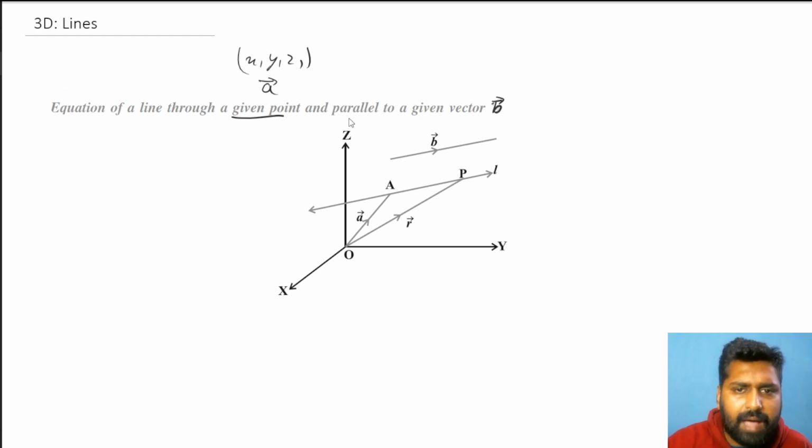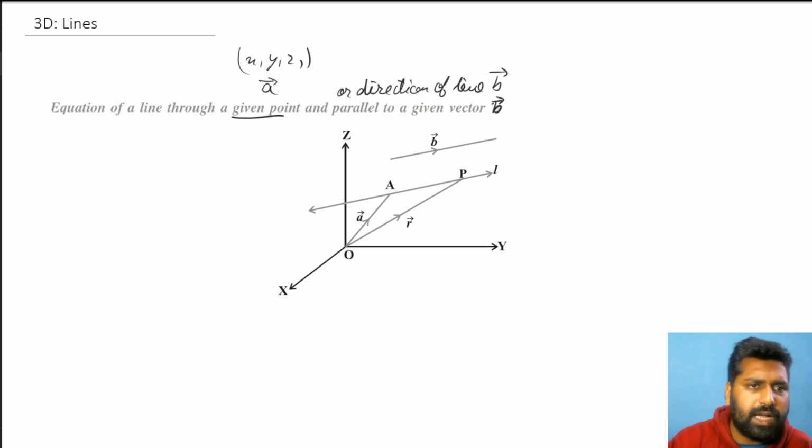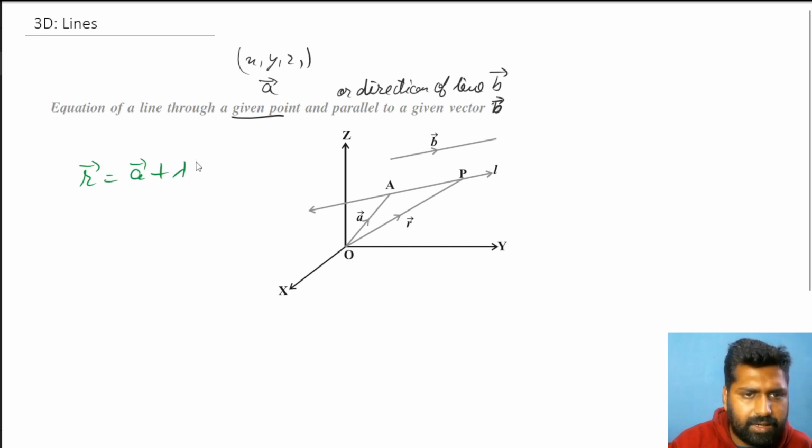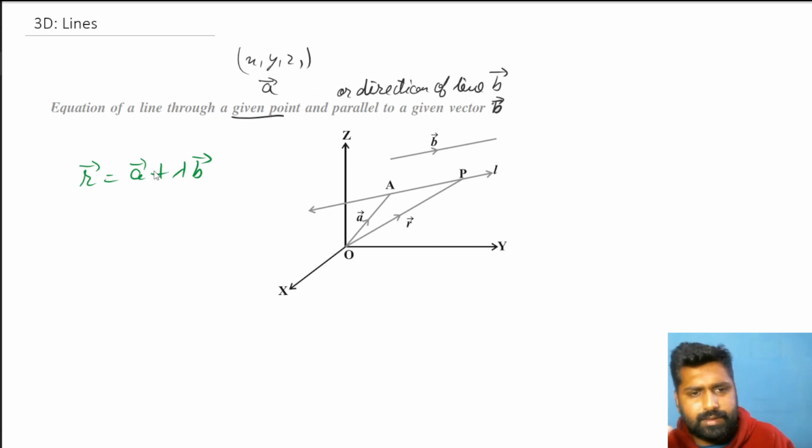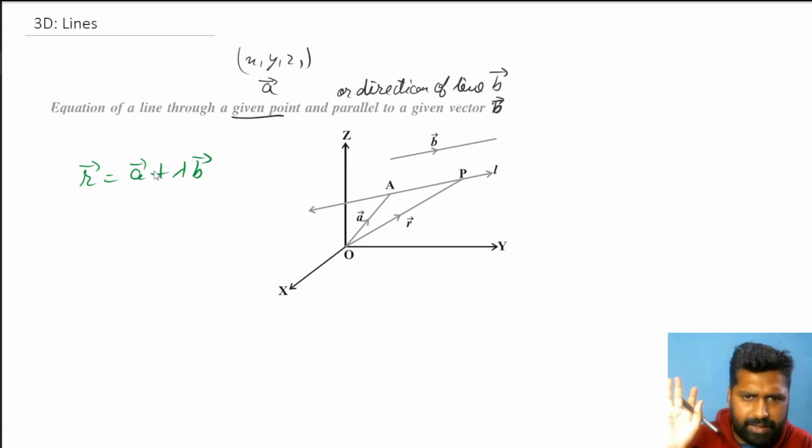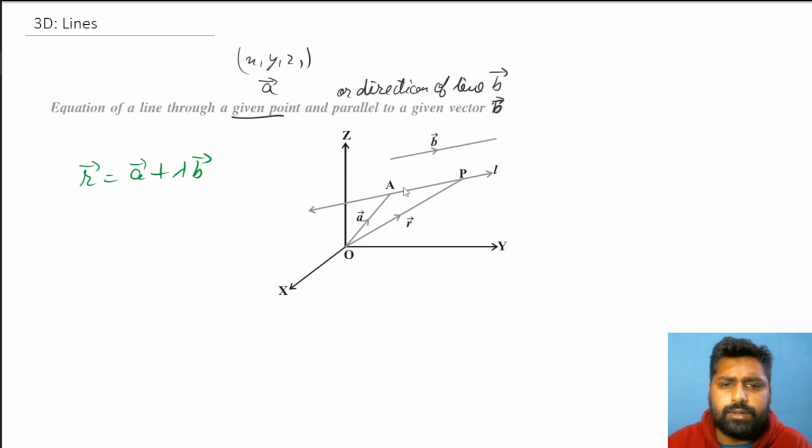So either it will be given parallel to a given vector, or it will say direction of line, that is also B vector. So language can be manipulated, but idea is still the same. The format is r vector is equal to A vector plus lambda times B vector. Lambda is some parameter. It can have any value right now. We are not worried about that. While writing the equation, we'll not be calculating the value of lambda. We'll write in terms of lambda.